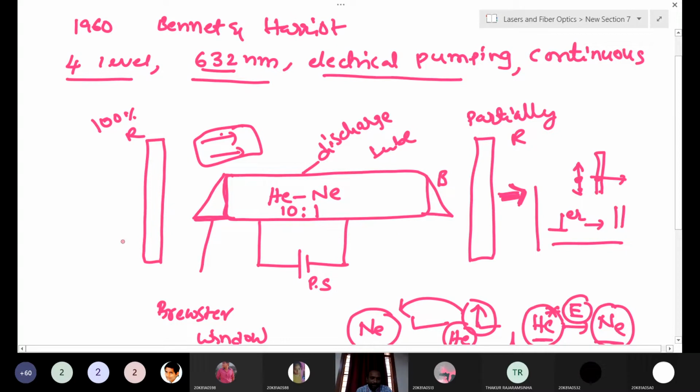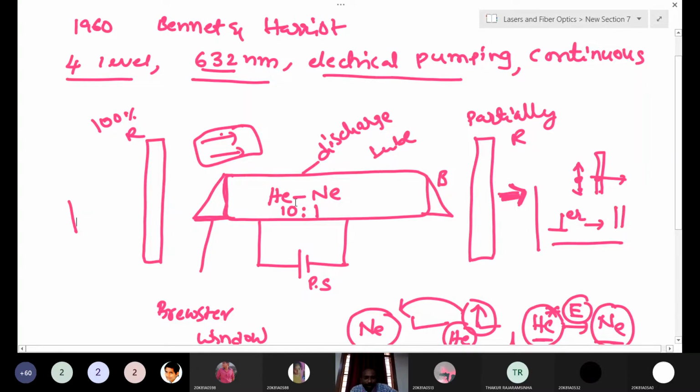So with the Brewster angle, suppose one is plane polarized light and another is perpendicular polarized light. So these Brewster windows make them all plane polarized light. Okay, that is the use of the Brewster windows.